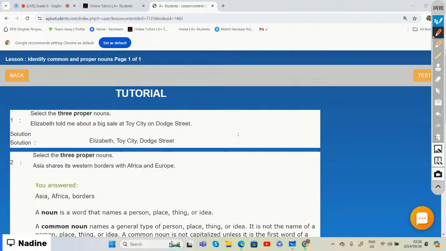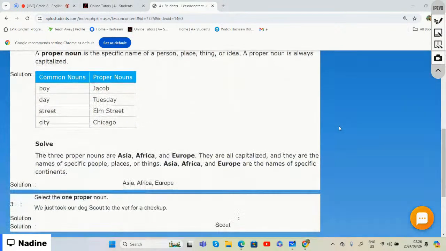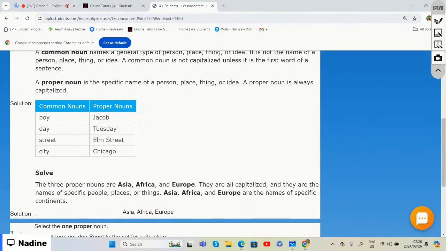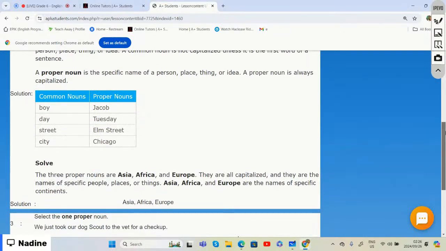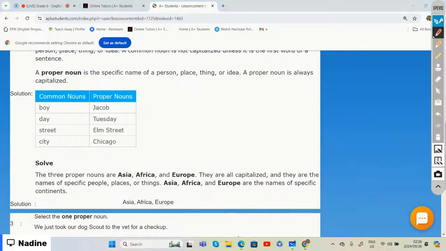All right, let's look at one more activity and then we're going to our test. We need to identify one proper noun here, right at the bottom within that sentence. We just took our dog Scout to the vet for a checkup. What is the proper noun within that sentence?